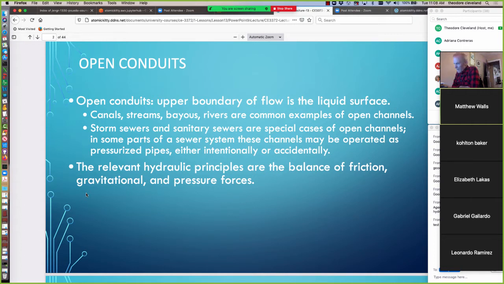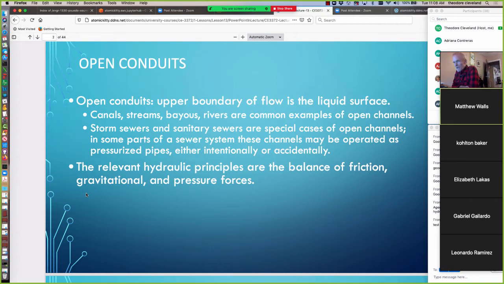A way to remember that is if you can visualize yourself floating in the flow, and somehow you can get your nose up to the surface and actually breathe. If there's a gas phase above you, then it's an open conduit. And don't try to visualize floating in a sanitary sewer, because there's nothing sanitary about that, and it's just a gross picture.